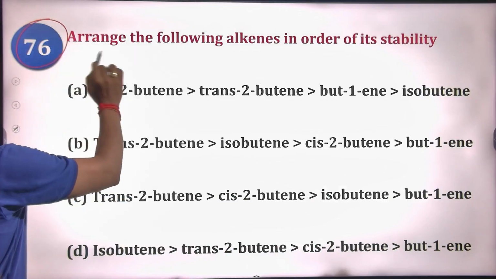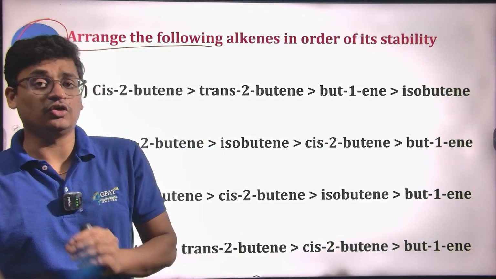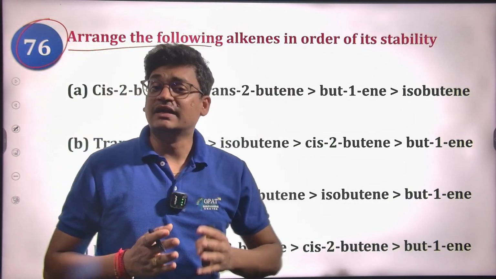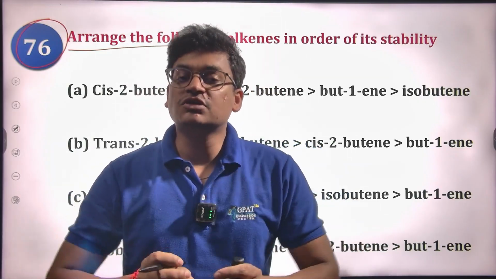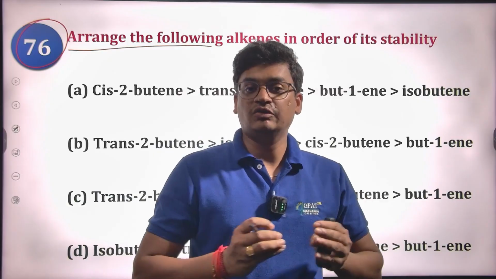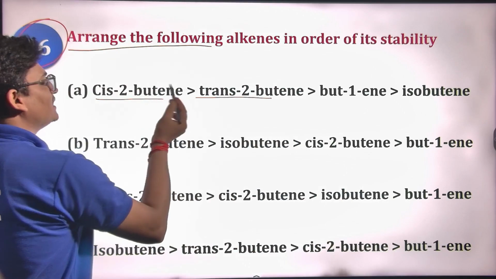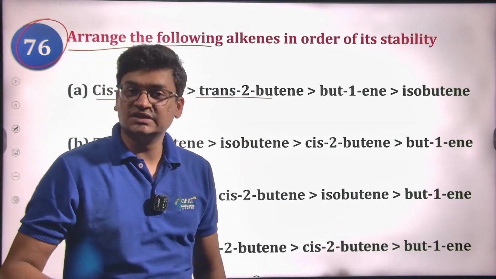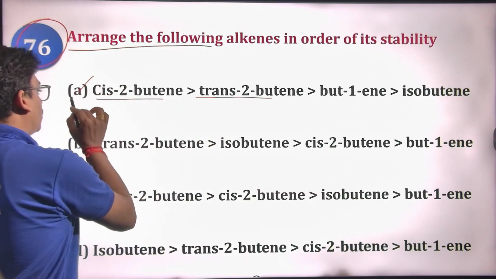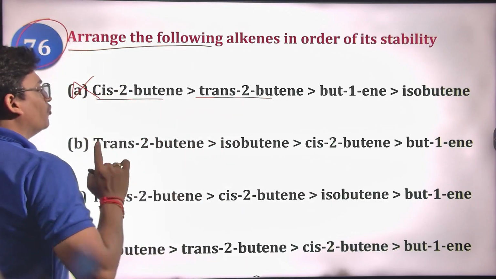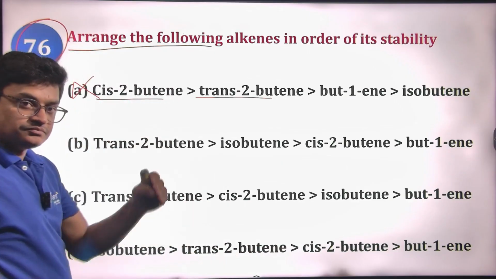Question number 76. The question was, arrange the following alkenes in order of their stability. When we are talking about the stability of alkenes, that is totally decided by hyperconjugation. Hyperconjugation tells us that the more the number of alpha hydrogens, the more stable that particular alkene is going to be. We have cis-butene and trans-butene. Among cis and trans, we know that trans alkenes are more stable than the cis form due to steric strain. So trans will be more stable. This option is wrong. Trans-butene must be more stable than cis-butene. So here that is okay, and that is also okay. What about the other one?